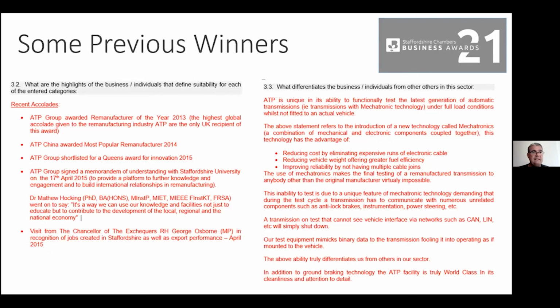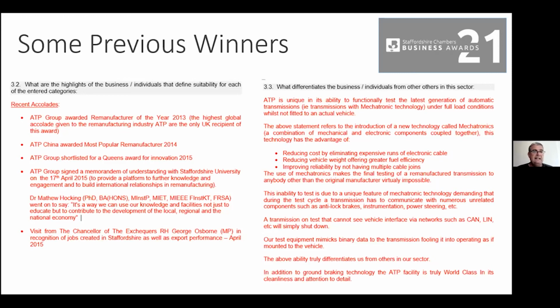Here's another one, ATP. So what highlights the business and individuals that define suitability for each of the categories? So this is more of the subjective approach. It's not all financially driven. And we've got a subheading of recent accolades by ATP. Bullet points again. So what have we got there? We've got 5 clear bullet points. We've even put a quote in, but it's a relevant quote that I think adds value. We've had a visit from the Chancellor of the Exchequer, shortlisted for the Queen's Award.